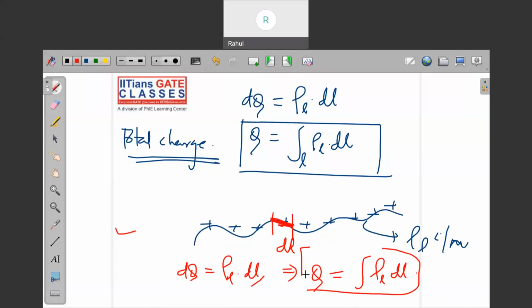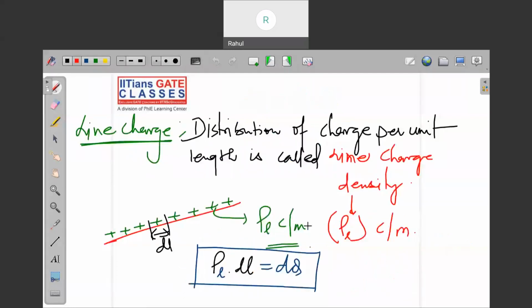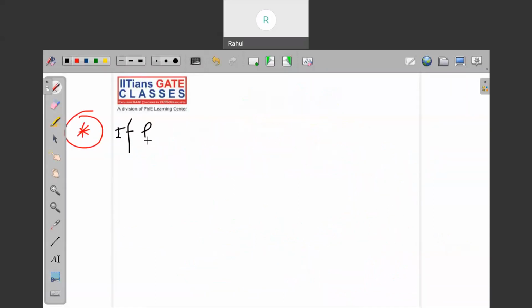So this is the story of line charge. The distribution of charge per unit length is called the line charge density and is represented by rho L, Coulomb per meter. If rho L is constant, then it is uniform. Remember, this is an important note, you have to keep this in mind.